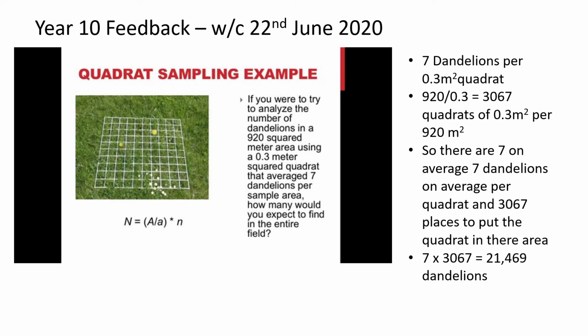I just realised, looking at that bullet point where it says, so there are 7 dandelions on average per quadrat. That's a pile of rubbish. Rephrase that sentence there, just so that it's meant to say, so there are on average 7 dandelions per quadrat. Apologies for that. A little bit of a mistake, but otherwise I think you get the point.